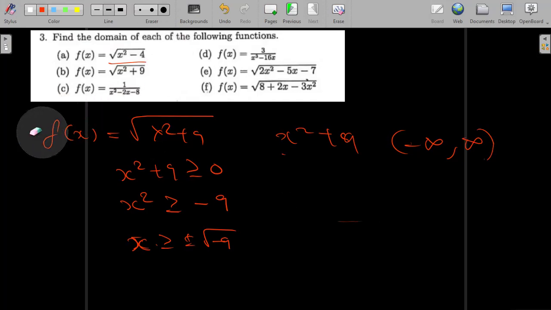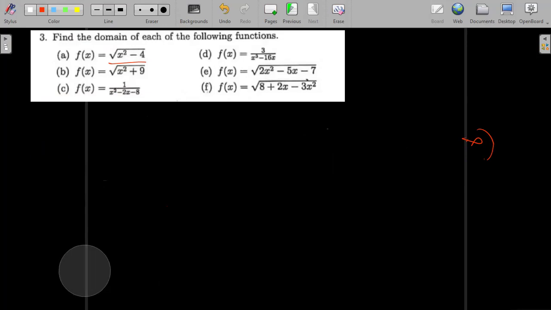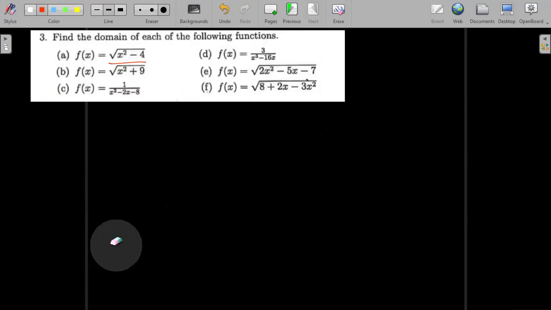Okay, so even if that was in the denominator, as long as it gives you complex numbers and we're not interested in complex numbers, then that equation has to be valid for what?